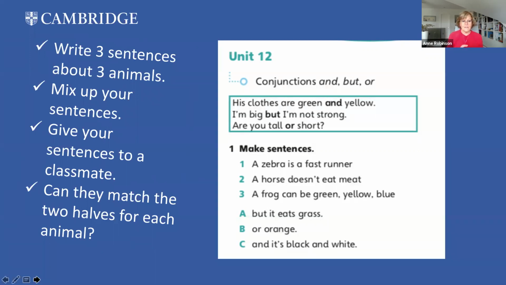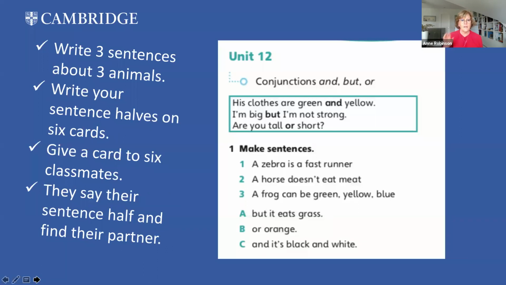But as I say, I like to get students into teacher mode, into creating activities, exercises, like the kind that you find in course books or that we use in our classes. Get them to create them. And then, of course, if you're in the physical classroom, you could get your students to write the halves of their sentences on six pieces of paper, give them out, and then students could mingle in the class, reading out their halves of their sentences and trying to find their partners.